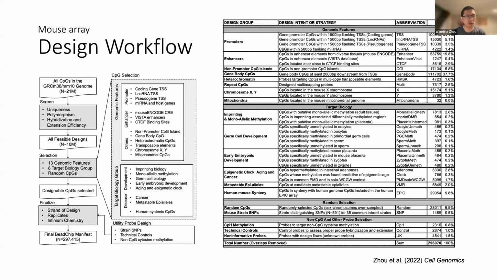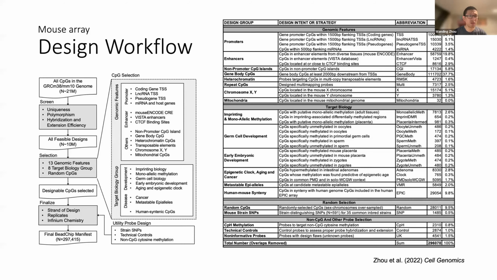So this is a typical design flow of how people design arrays. This is extracted from our paper published last year on the mouse MM285 array, but it's largely the same principle for other array designs and developments. Essentially, we started from all the design candidates of all the CpGs in that species.